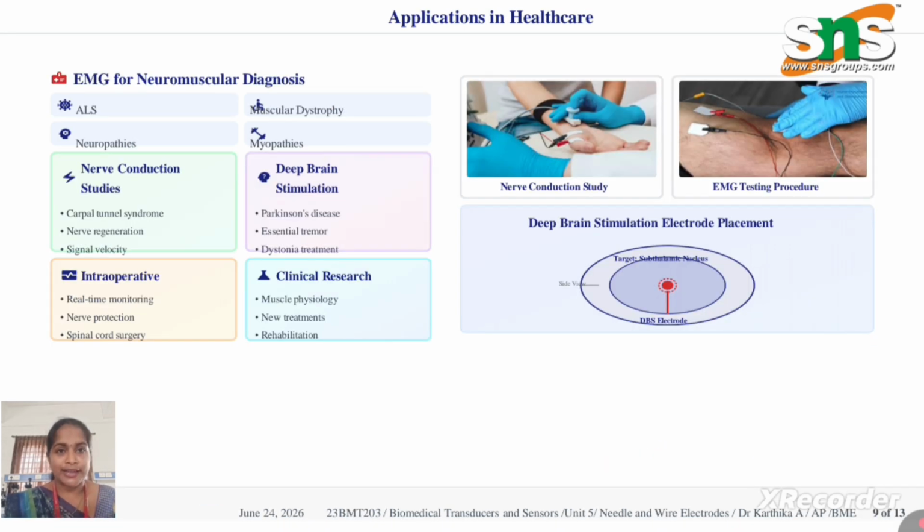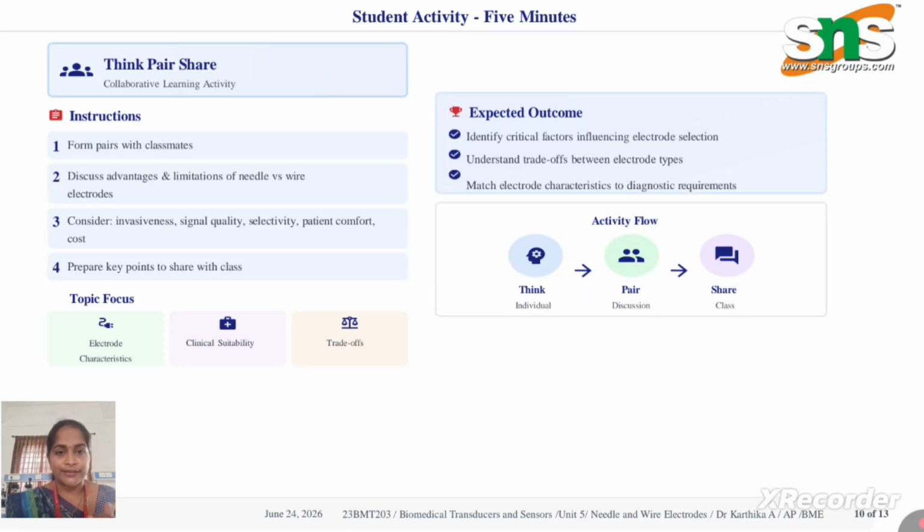See the applications in healthcare: EMG for neuromuscular diagnosis, nerve conduction studies, deep brain stimulation, and intraoperative clinical research. See here I've included a student activity, a think, pair, share activity for 5 minutes, a collaborative learning activity for needle electrodes. The topic focuses on electrode characteristics, clinical suitability, and trade-offs in needle and wire electrodes. First, the students should think about the topic individually, then discuss with their pair, and finally share their insights in class.